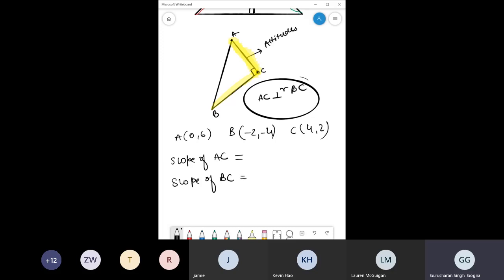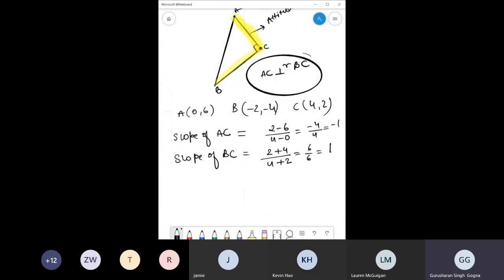So let us find out slope of AC. It would be (2 minus 6) over (4 minus 0). This will give you -4 over 4, which is -1. Slope of BC would be (2 plus 4) over (4 plus 2), so 6 over 6, which is 1. And you can see that slope of AC multiplied by slope of BC will give you -1. It means they are perpendicular. And if they are perpendicular, C should be the orthocenter. That's the idea behind this question.